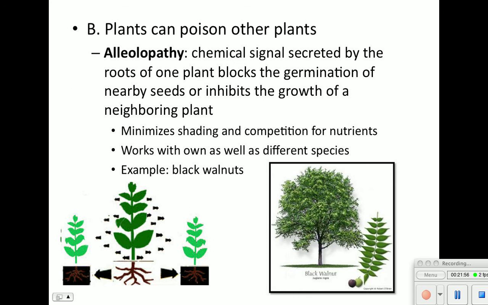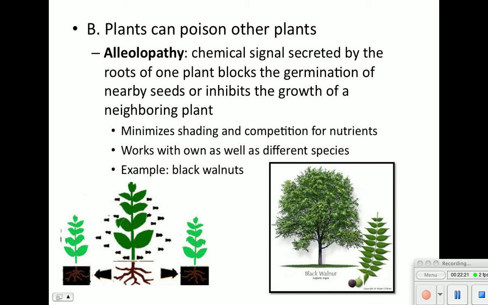Okay. Plants can poison other plants, and when this happens, it's called allelopathy. I think I said that right. Why can't they just call it something basic, like attack? Yeah, but this is a college class. We don't want that.